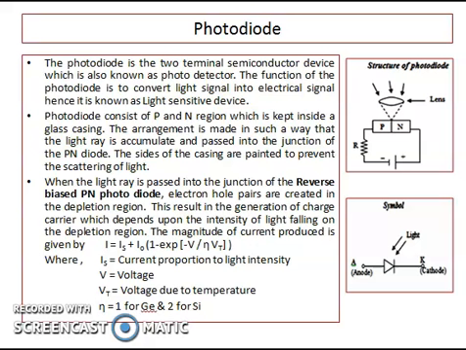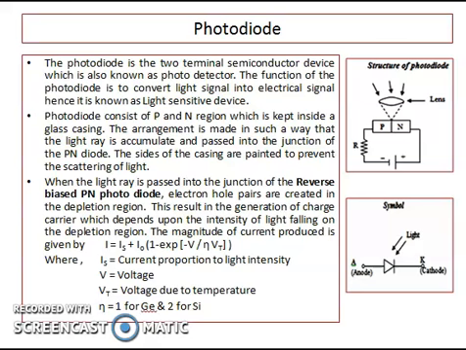And when a light ray is passing into the junction of the reverse biased PN junction diode, electron hole pairs are created in the depletion region. This results in the generation of charge carriers which depends upon the intensity of light falling on the depletion region. And here it is to be noted that the diode is to be operated in reverse biased condition.